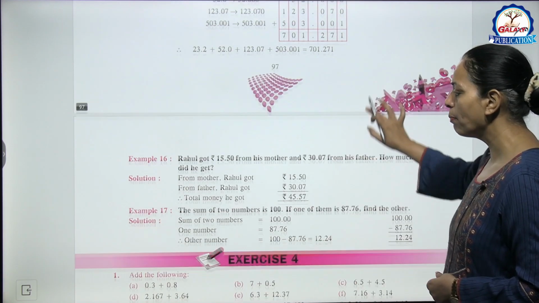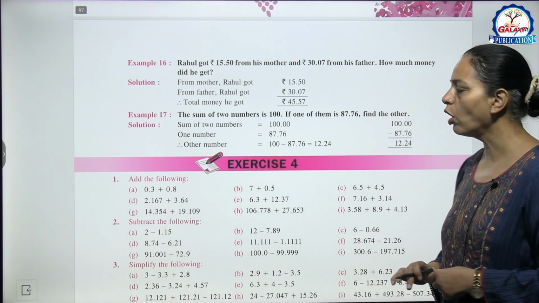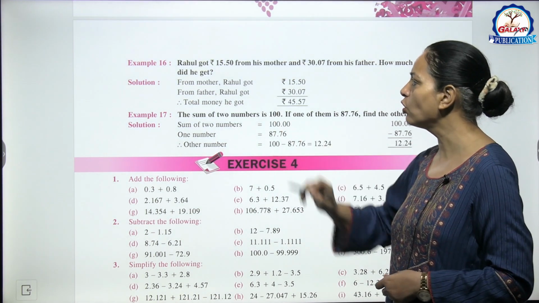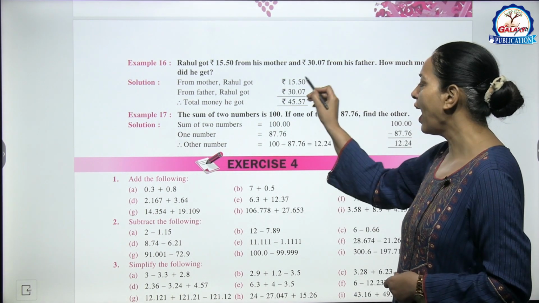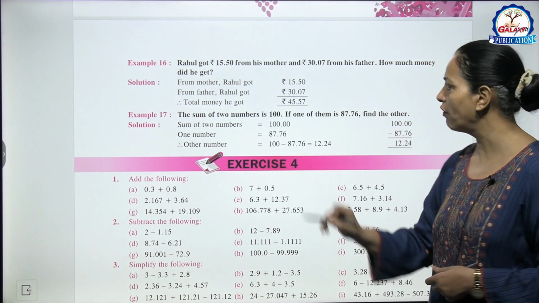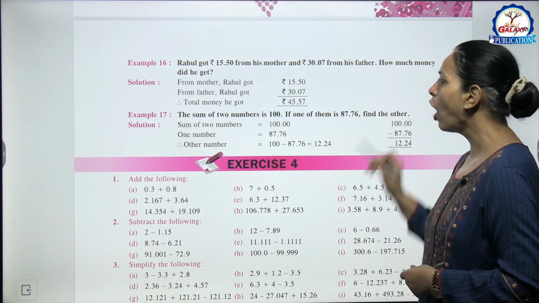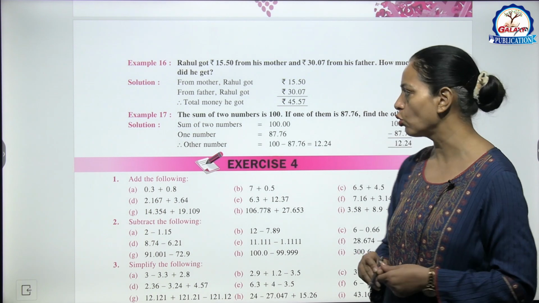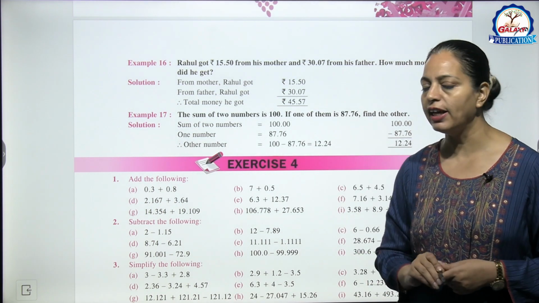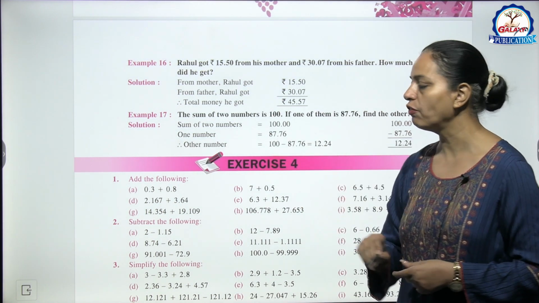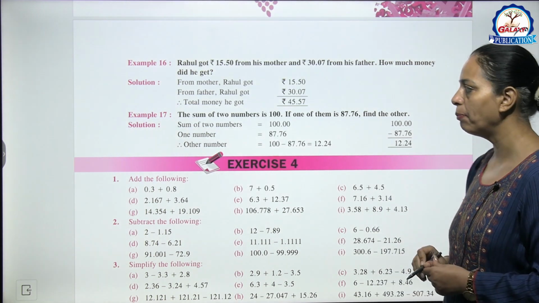Okay. Now example 16. Rahul got rupees 15.50 from his mother and rupees 30.07 from his father. How much money did he get? So total, दोनों का sum कर देंगे. So total money is 45 rupees 57 paise.